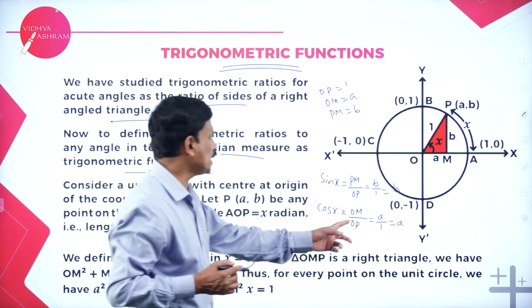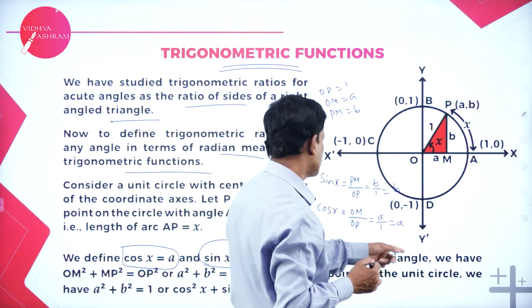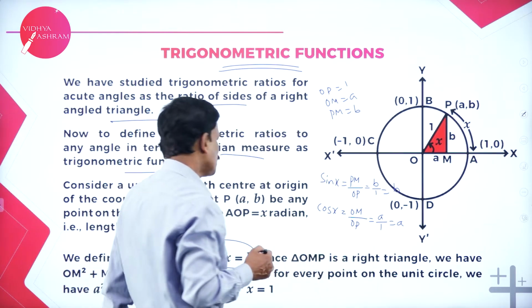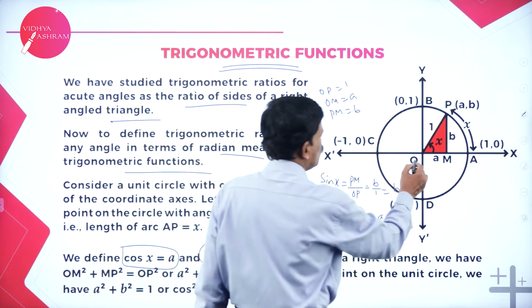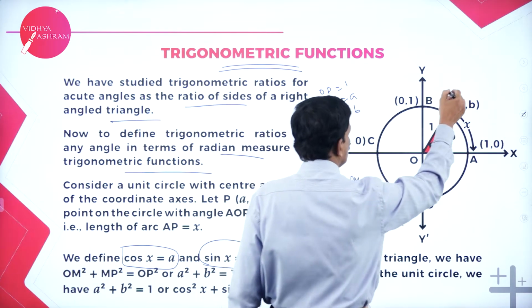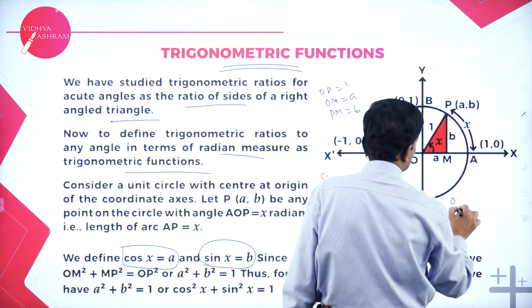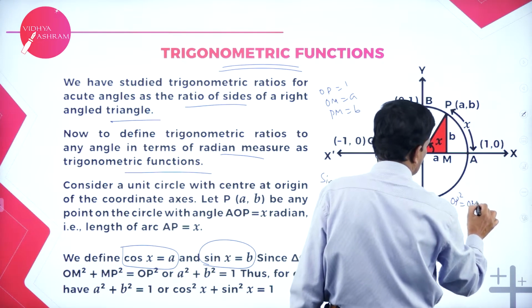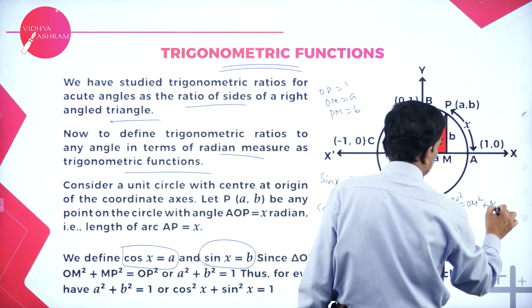Since OMP is a right angle triangle, we have the formula for this. By Pythagoras theorem we can write OP square is equal to OM square plus MP square.